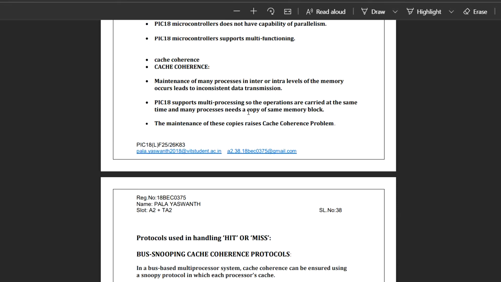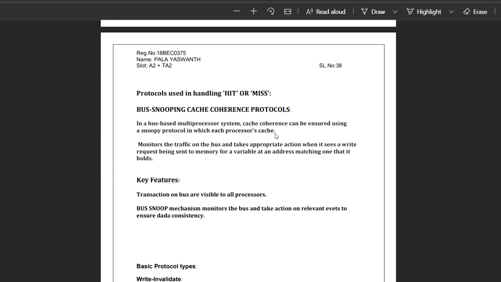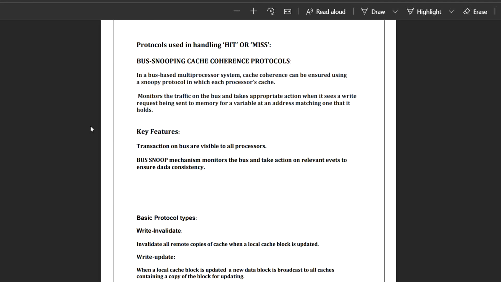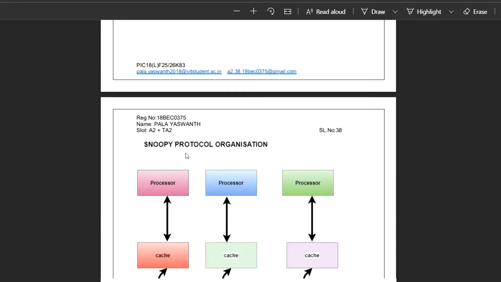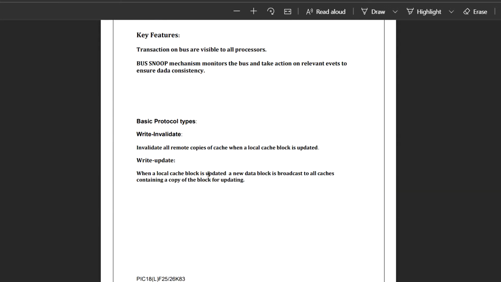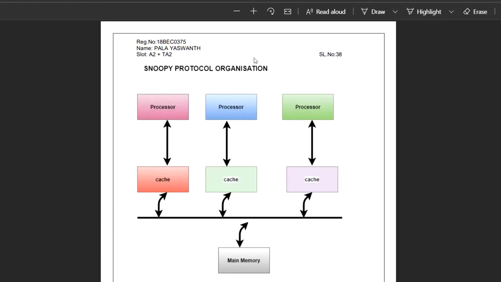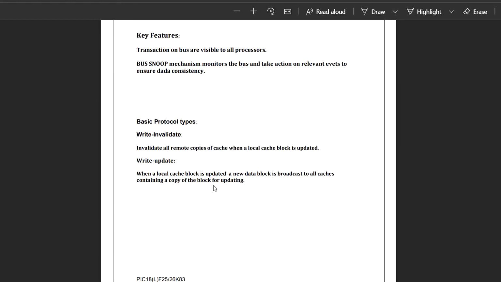The cache coherence problem was discussed here, and the protocols to be followed for handling hit or miss were bus snooping cache coherence protocols, and their key features were discussed here, like write invalidate and write update. Those were further classified and discussed over here as basic protocol types, and the basic protocol types operate upon the Snoopy protocol type.